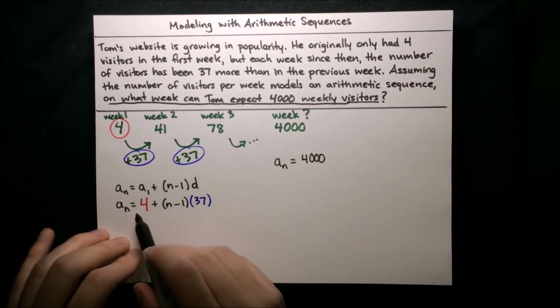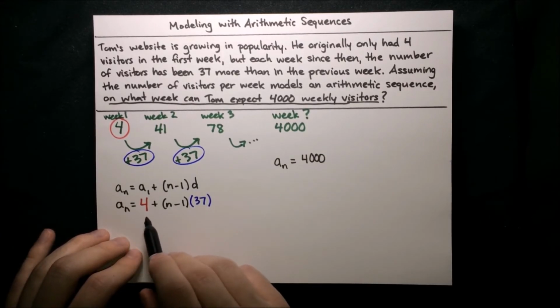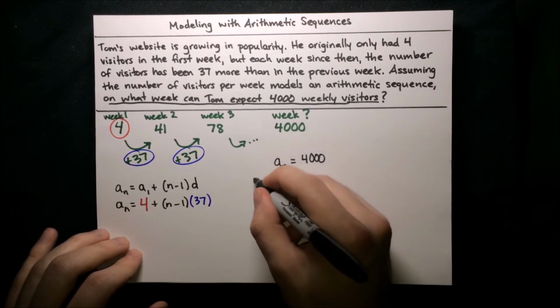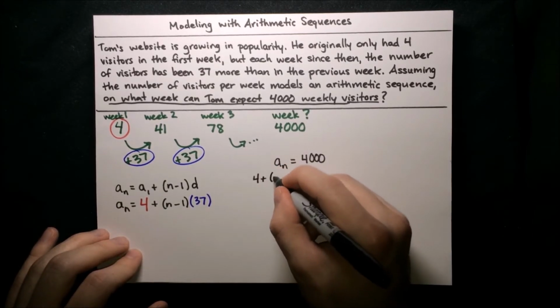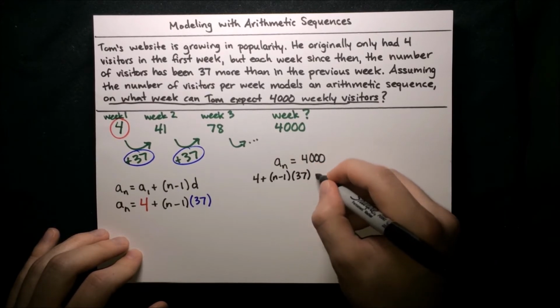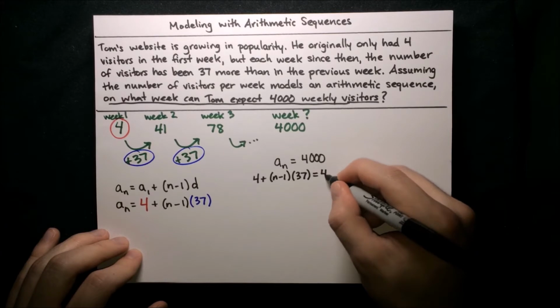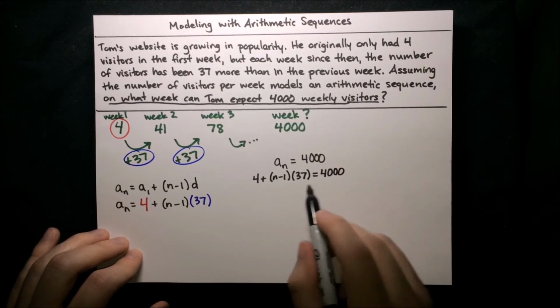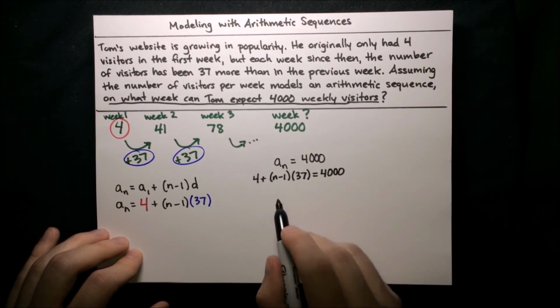Well, we have a formula for this now. So why don't we just go ahead and stick in the formula. The formula is just 4 plus n minus 1 times 37. And we set that equal to 4,000, and now we've got an equation that we can solve for n. So why don't we go ahead and do that?